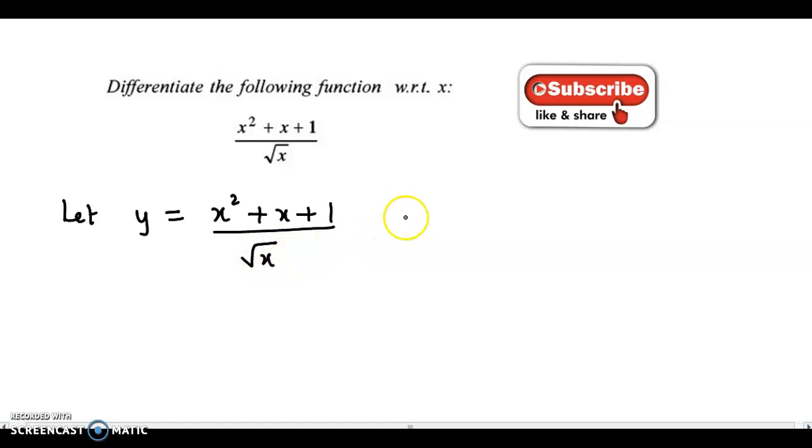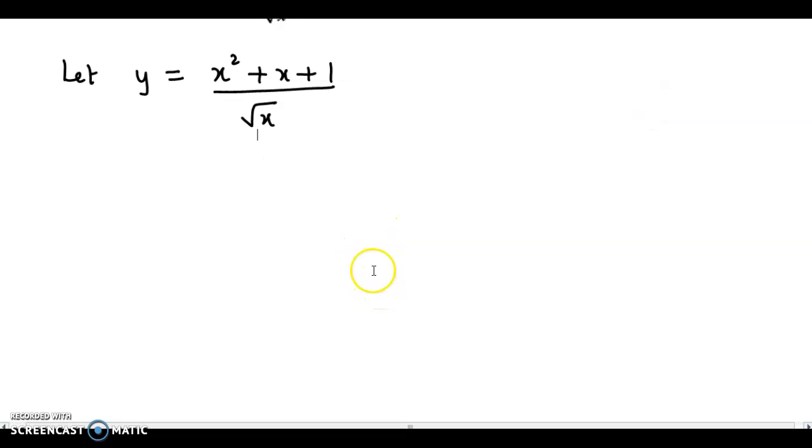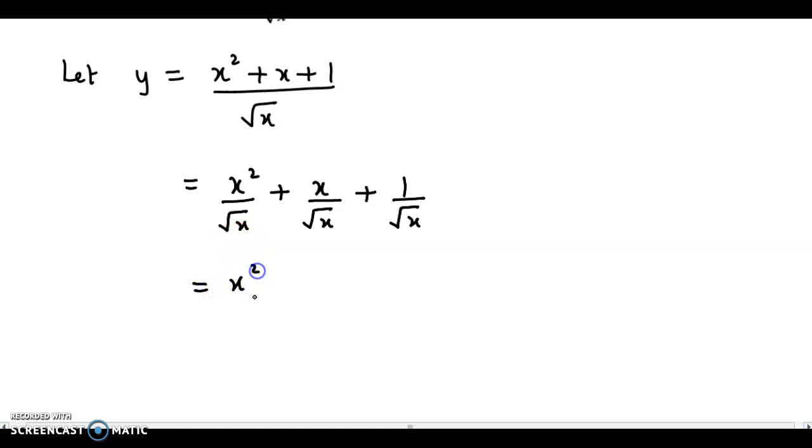Now we split the numerator over the denominator into 3 terms. So we have x² upon root x, then we have x upon root x, and we have 1 upon root x. Now root x could be replaced by x raised to half. So we have x² upon x^(1/2) plus x upon x^(1/2) plus 1 upon x^(1/2), right? Because root x is x raised to half.